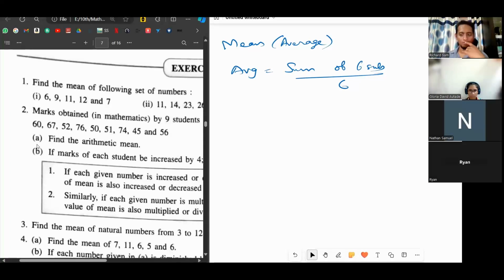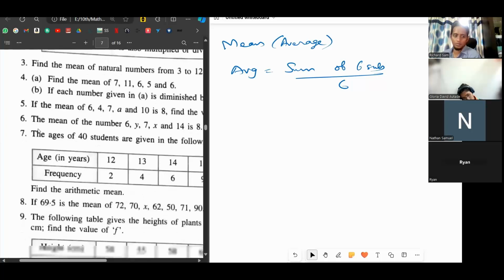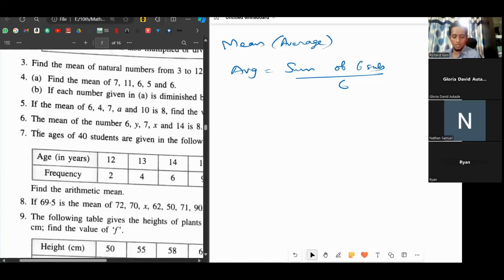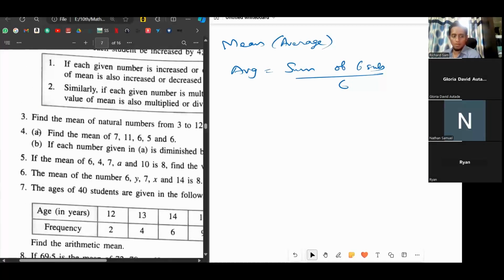Now, what is the meaning of arithmetic mean? Same thing. Arithmetic mean is another word for mean. Arithmetic has to do with addition and subtraction. Like even in arithmetic progression, we are doing addition, subtraction. Geometric progression, we are doing multiplication, division. So arithmetic mean means adding or subtracting.